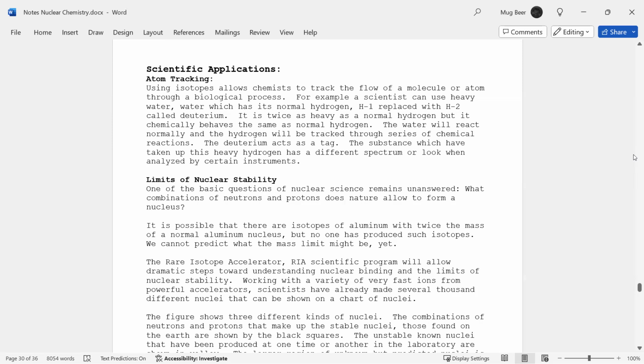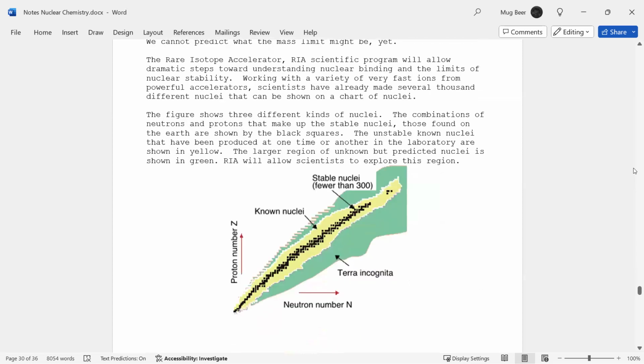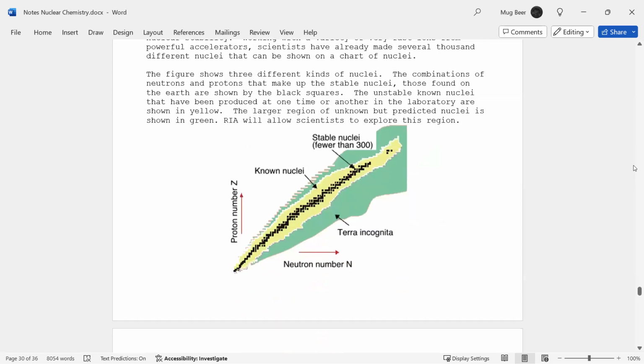We're also super curious about making new stuff. This is kind of slowed down for us, but we've got this. These are all the stable isotopes that we know of. The yellow ones are the isotopes that we've made that are unstable.